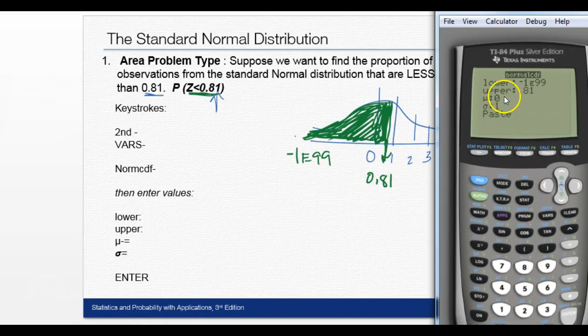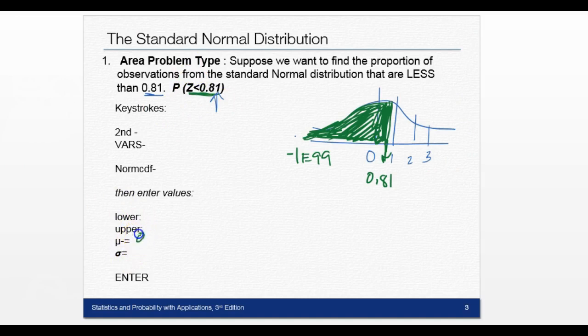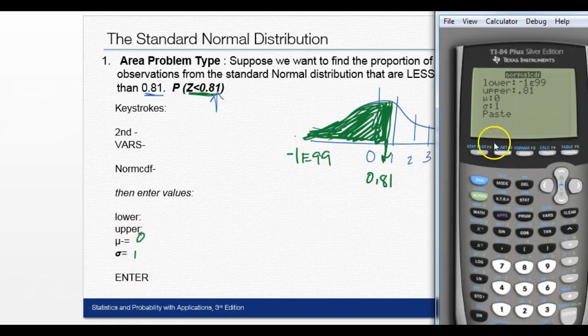And then the mu, if you see the default in the calculator, the mu is already 0. When we're using z-scores, mu is 0 and your standard deviation is always 1, and that is the default setting in your calculator. So once you've filled in all those values, you scroll down to paste and hit enter, and it will give you the area.